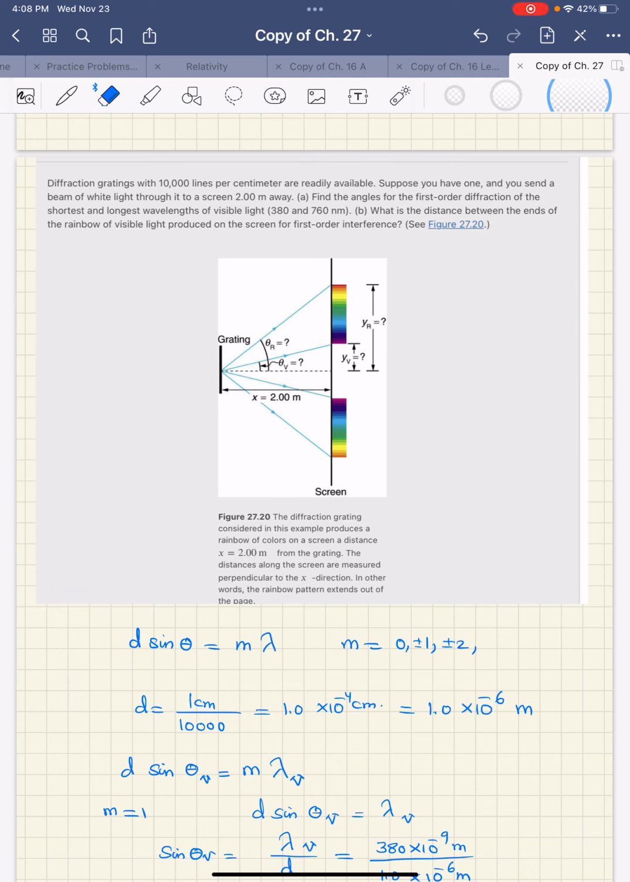First, there is a very important thing to do, which is to calculate the d value. The d value is going to be the distance, which is one centimeter, divided by 10,000. I need to convert this into meters, and that is going to be 10 to the negative 6.